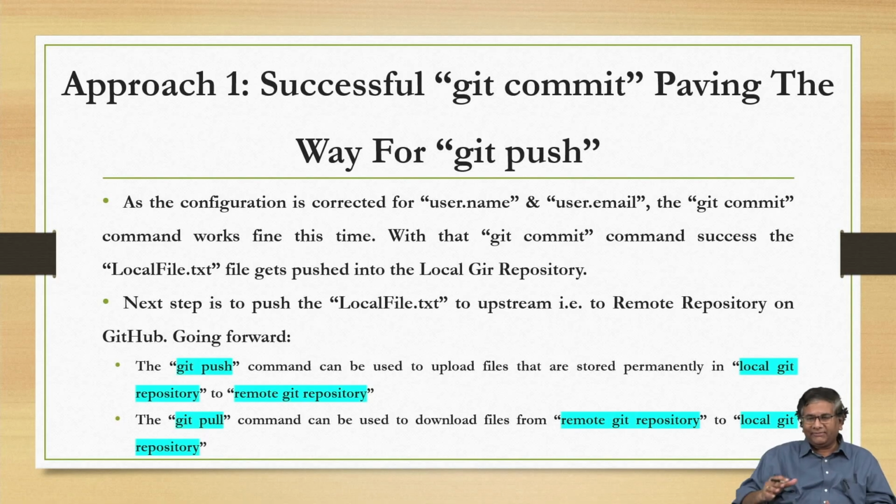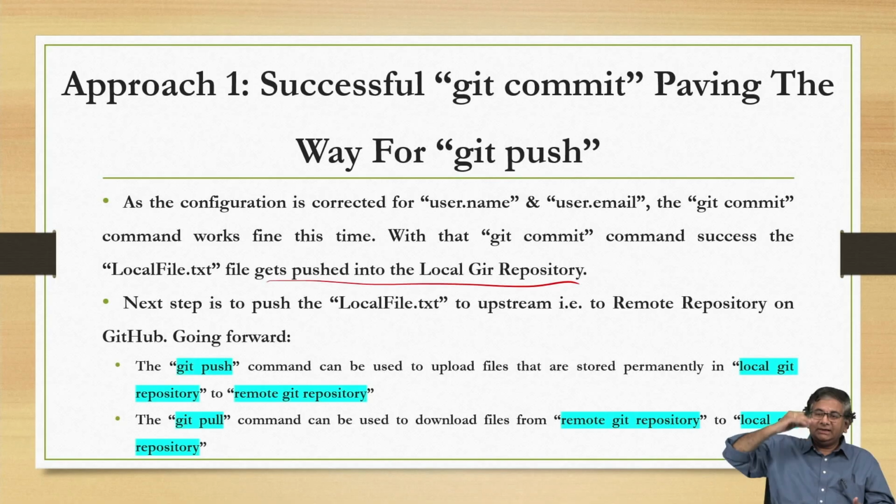So now you have the file in the local git repository. It is there, but it is not there in the remote repository. What is the file you are talking about? Localhost.txt. So the configuration is corrected for username and email, and commit works with this git commit command. Success: the local file text gets committed into the local git repository. Next step is to push the local file to upstream, that is the remote repository on GitHub.